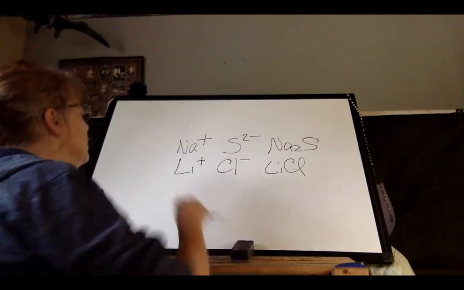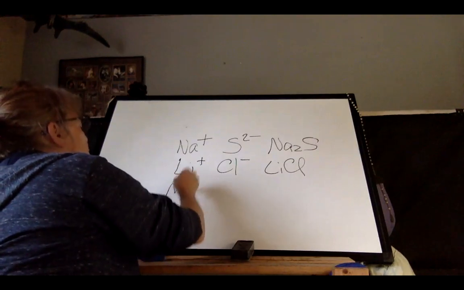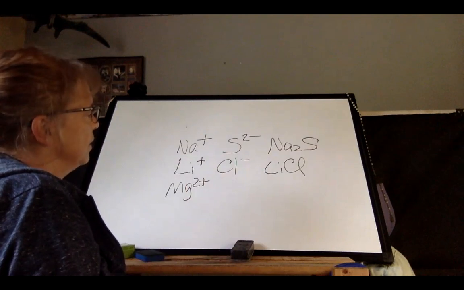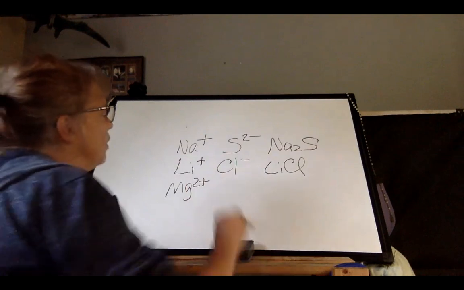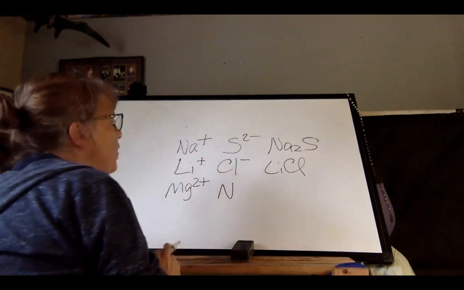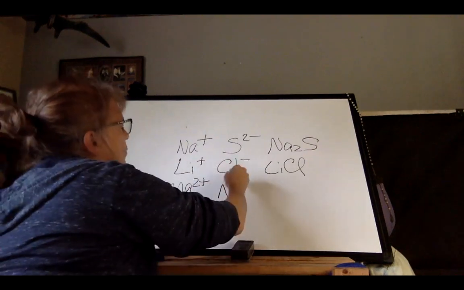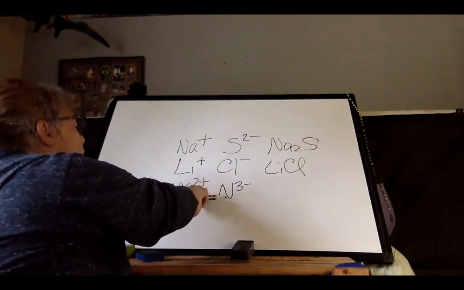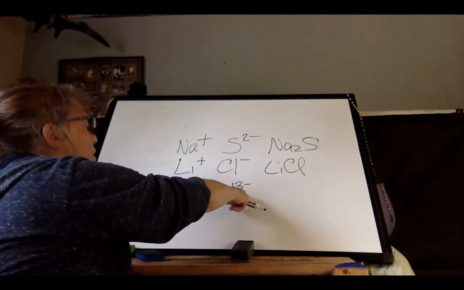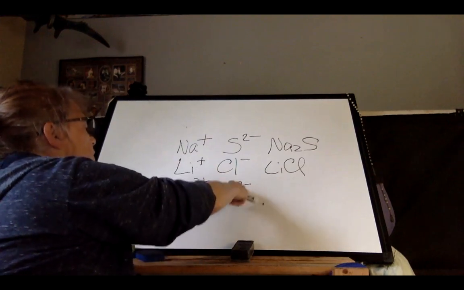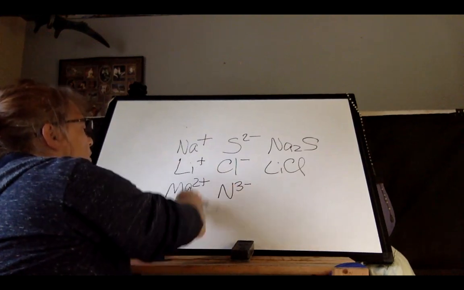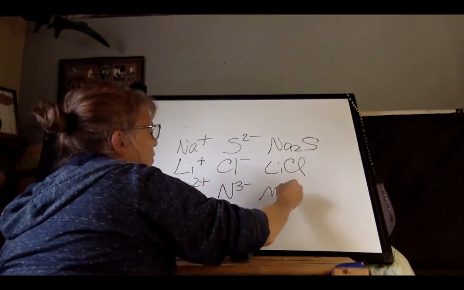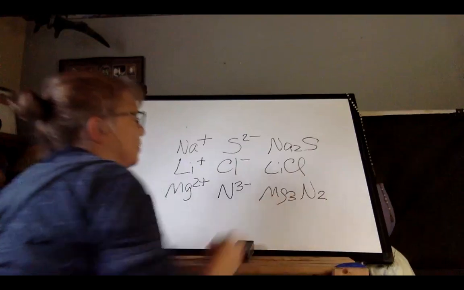Magnesium nitride. Magnesium is in group 2, so magnesium would have a 2+ charge. Nitrogen, nitride, nitrogen is in group 5, so nitrogen would need 3 electrons to have an octet. So you'd have a +2 and a -3. So the easiest way to write this formula is to take this 3 and put it down there, and this 2 and put it over here. So Mg3N2.